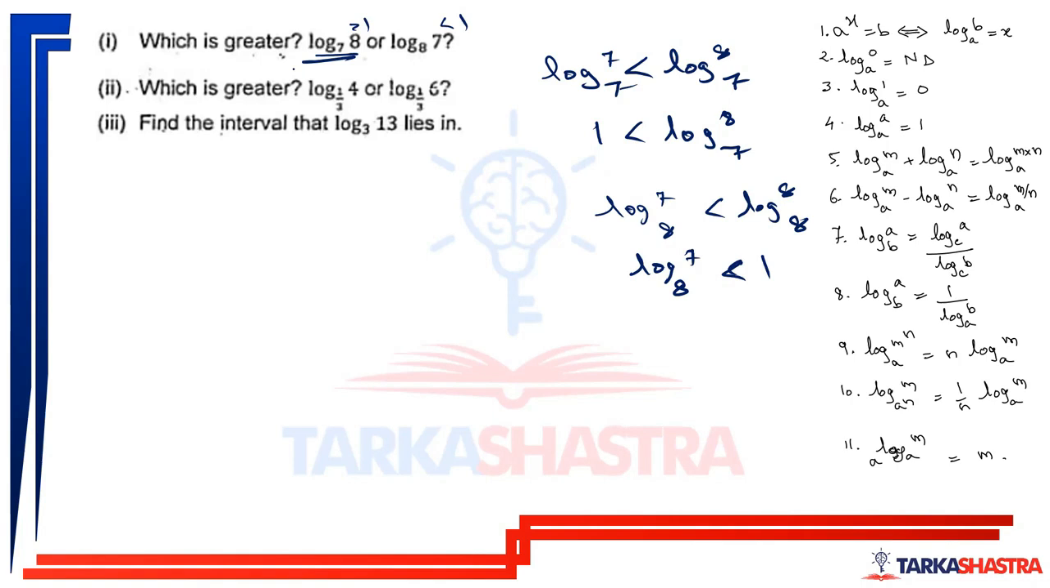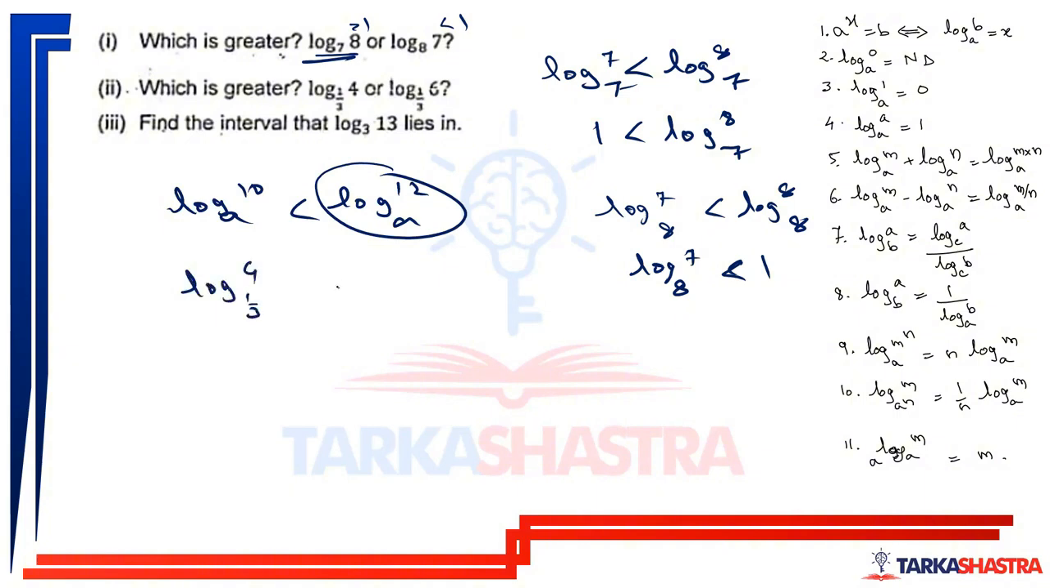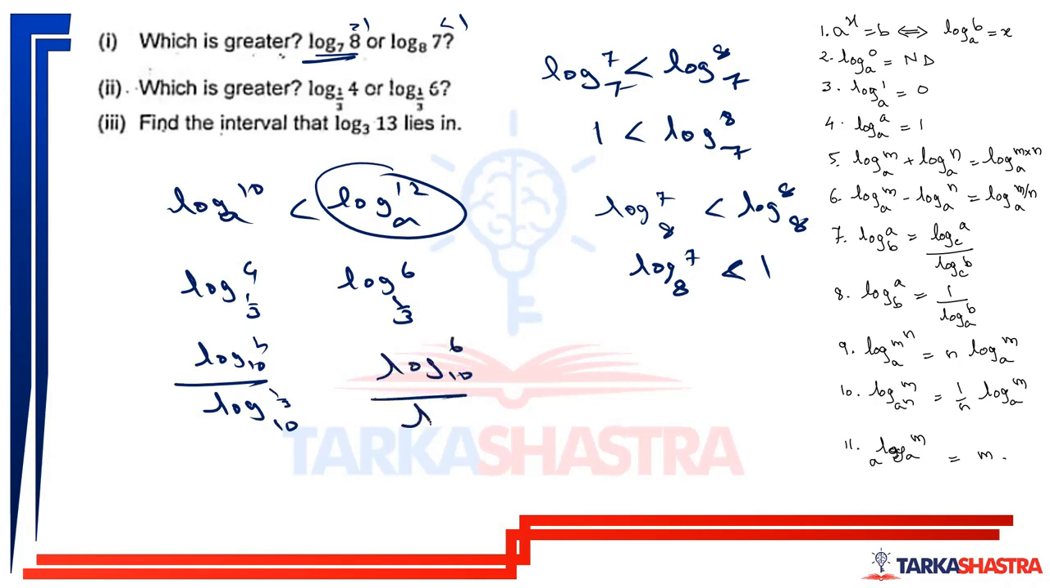Which is greater, log 4 to the base 1 by 3 or log 6 to the base 1 by 3? Now this is a very common mistake many students make. Let us say if I have log 10 to the base a and log 12 to the base a, we say that this value is greater. But now what we have is log 4 to the base 1 by 3 and log 6 to the base 1 by 3. How will I write it? Log 4 to the base 10 upon log 1 by 3 to the base 10, and log 6 to the base 10 upon log 1 by 3 to the base 10. Now this is between 0 and 1, and when x is between 0 and 1, log takes a negative value. So this is going to be a negative value.